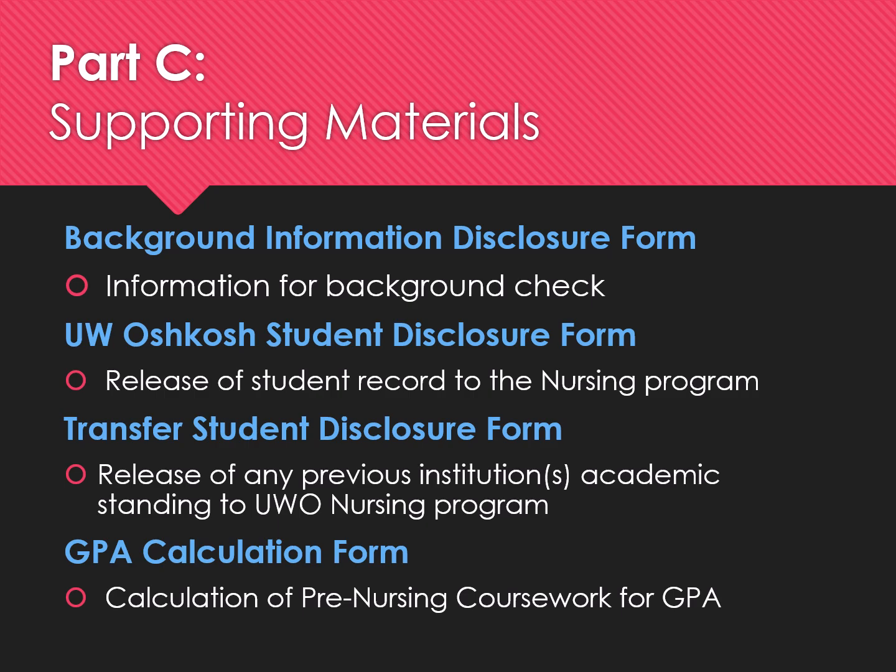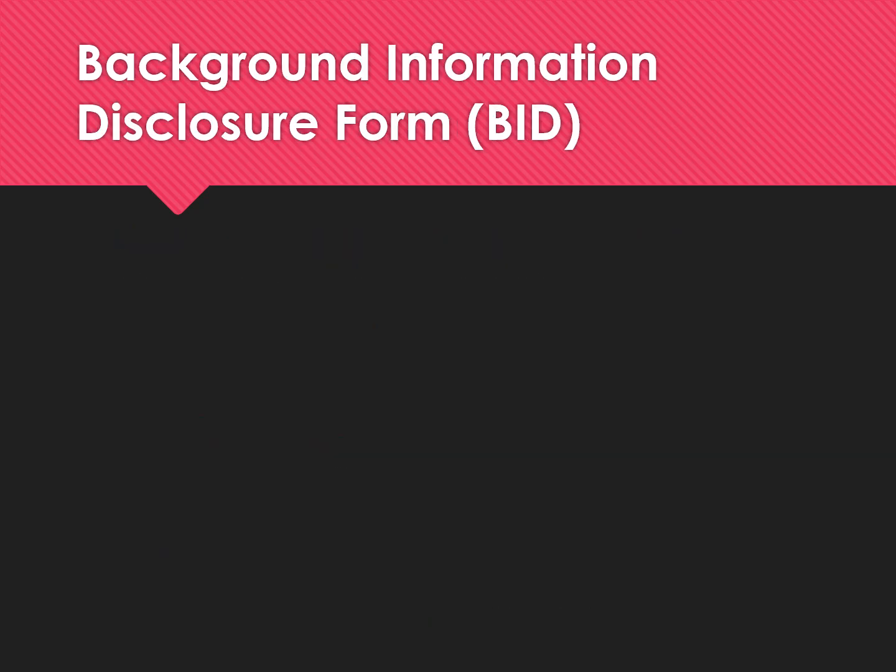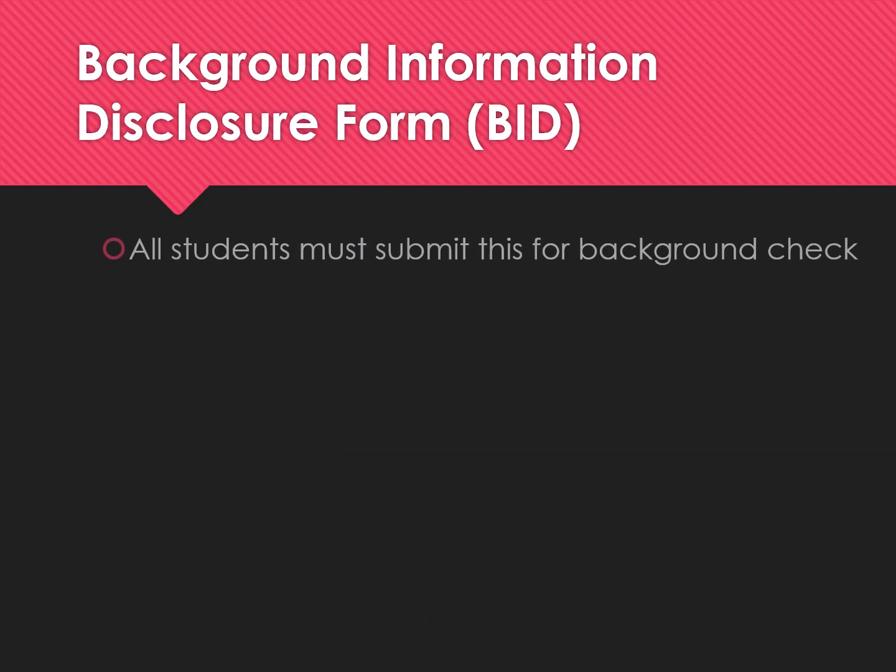These forms are located in Step 4 of the nursing program application process on the traditional BSN application page. Make sure you read these forms carefully and understand what you are signing. Follow instructions on these forms for submission. The first form you will need to fill out is the Background Information Disclosure Form, or BID. This is your background check paperwork, and it will cost you about $80 when conducted.